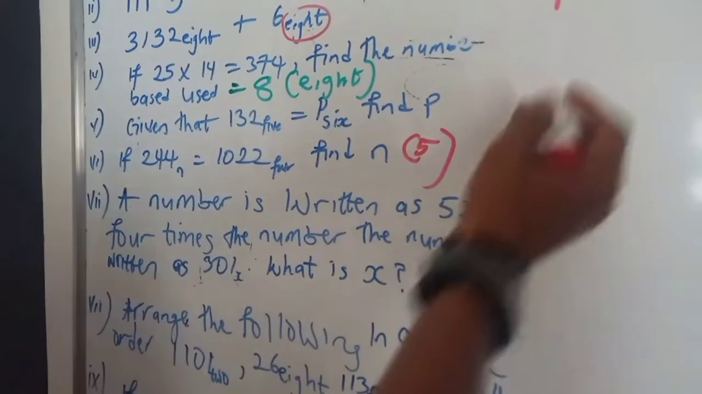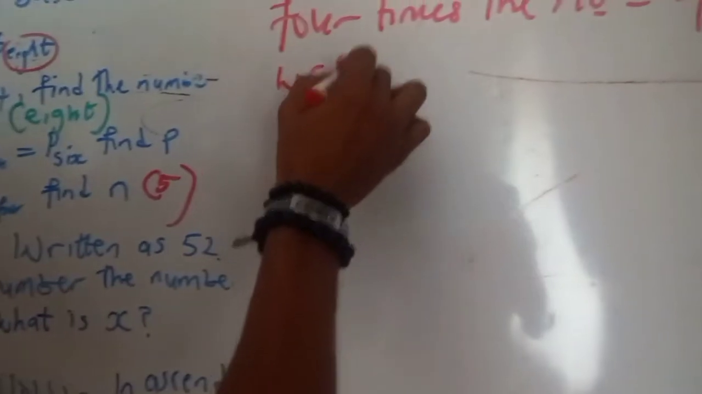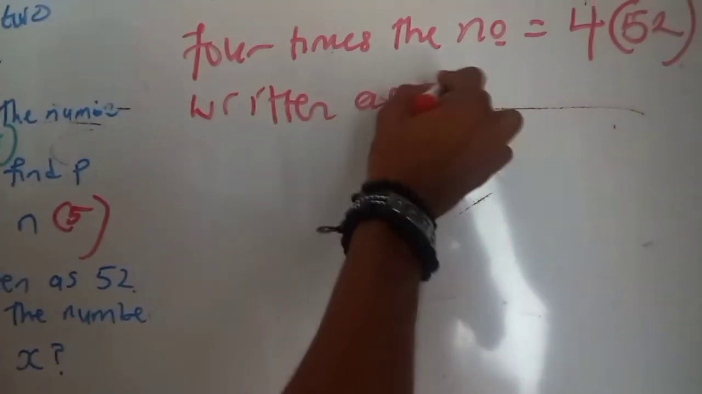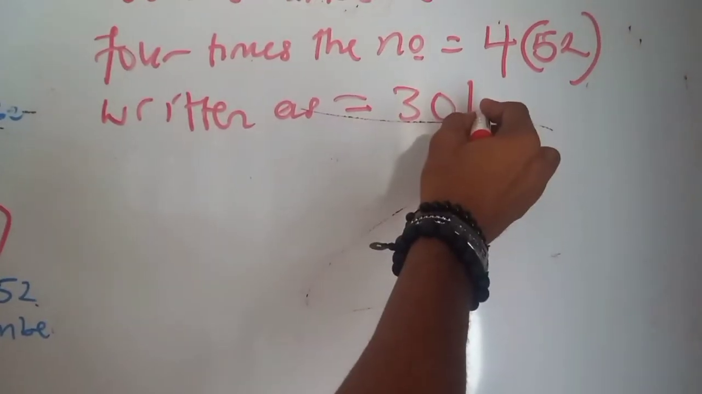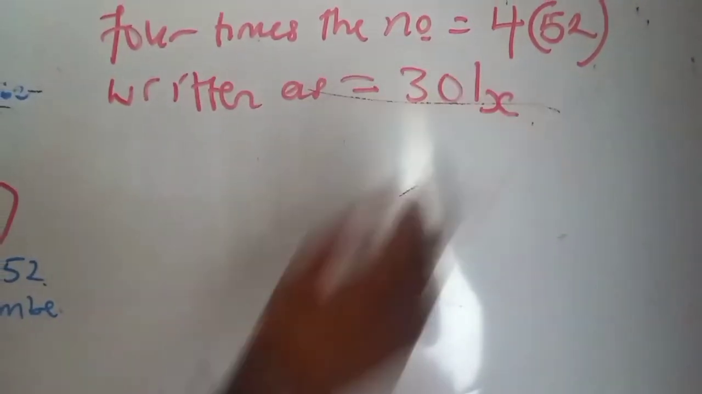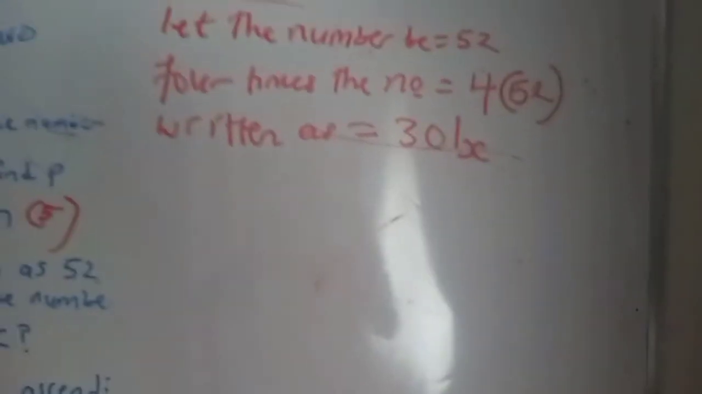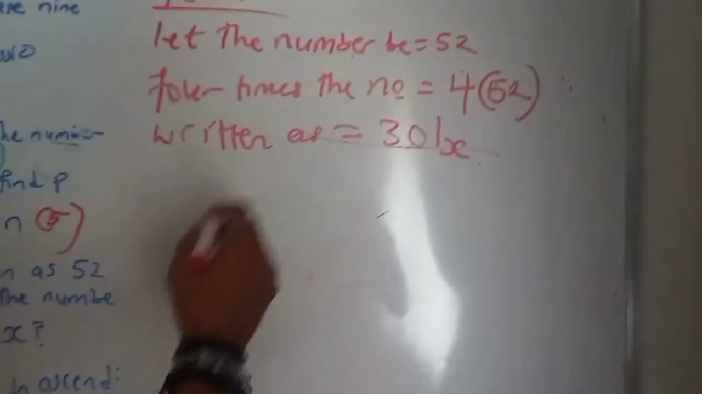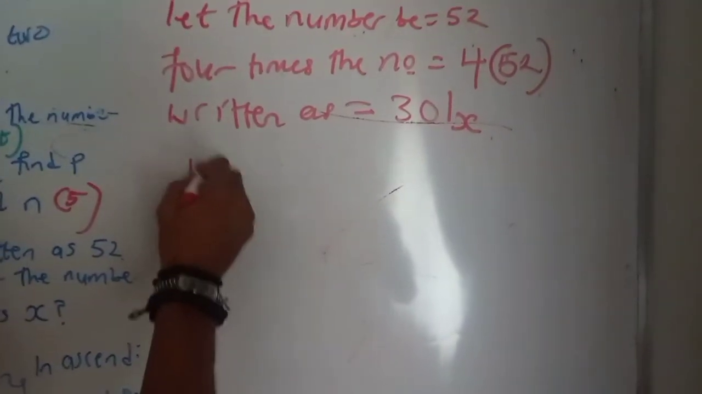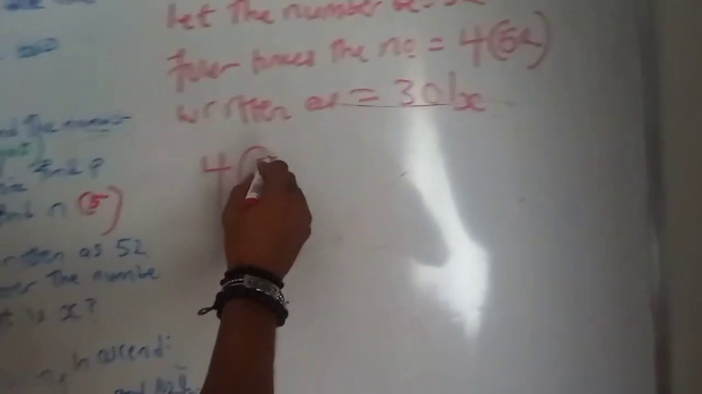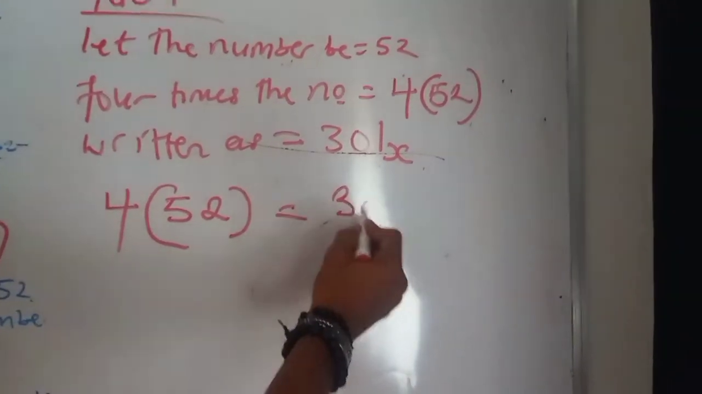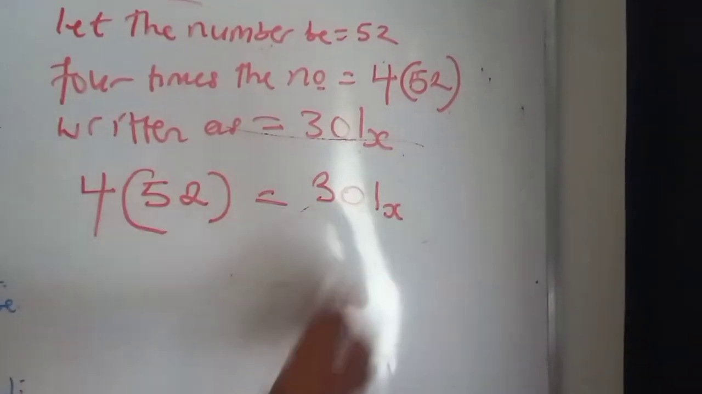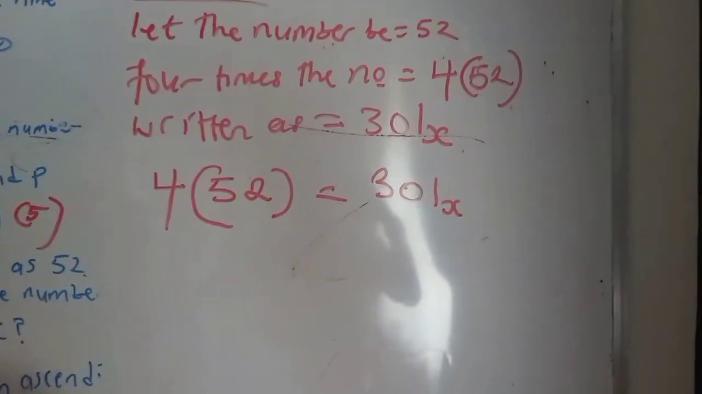Which is written as 301 base x. Now what is x? That's the question. Now what do we do? Very simple. So we see 4 bracket 52, 4 times the number, equals what is written as 301 base x. So what will I do?